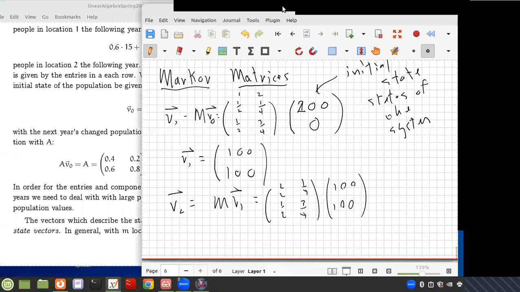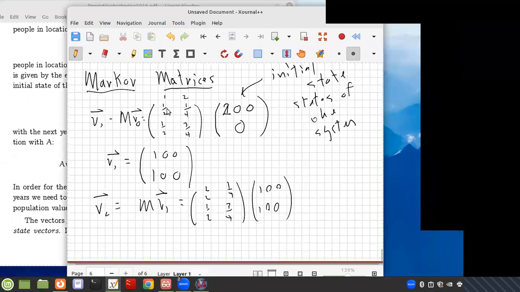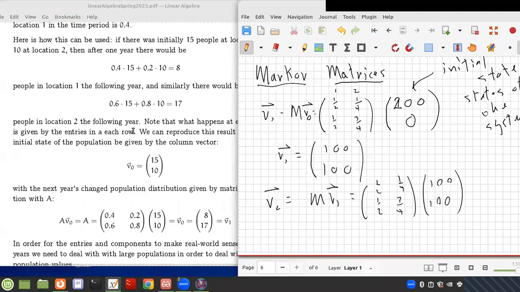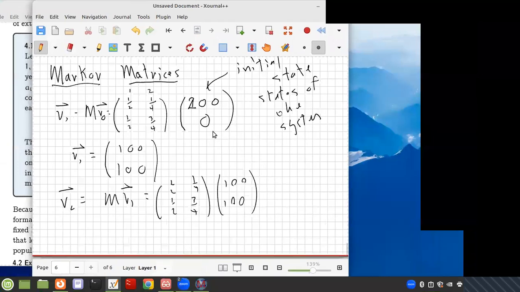Okay, well, just to recap, a Markov matrix is a matrix where the columns add up to 1. And so we have V1, our vectors are state vectors. This is all in this section on migration matrices, which are examples of Markov matrices. We're starting with 200 people at location 1, no one at location 2, and this tells us how they change. The diagonal entries are the people that stay in the same place, so half the people of 200 stay at location 1, half go to location 2.